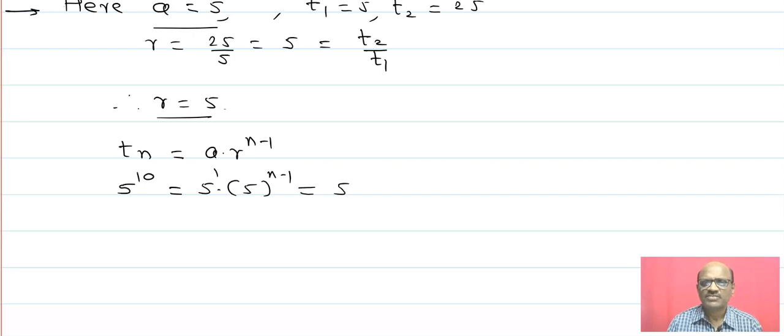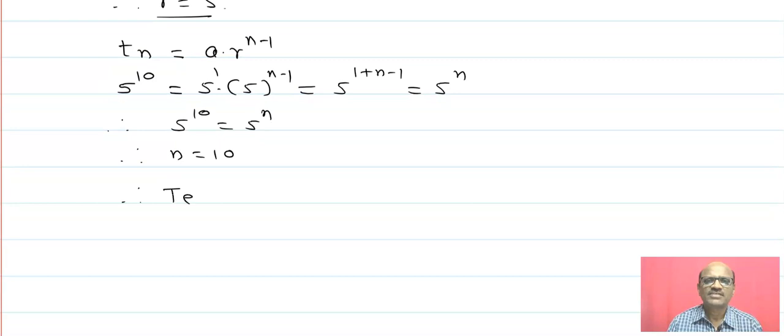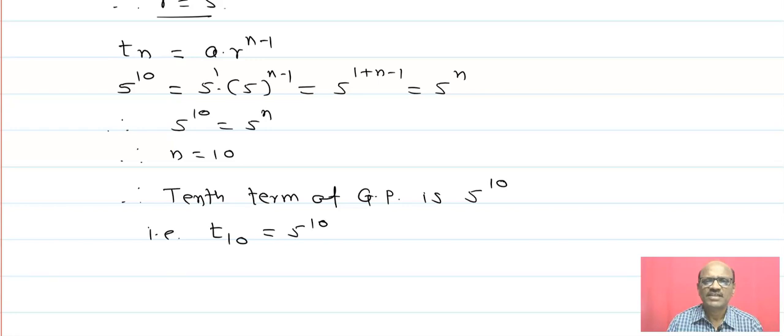Now here, by using the law of indices, 5 raised to 1 plus n minus 1, that is 5 raised to n plus 1 minus 1, the 1 and minus 1 get cancelled, and then you get 5 raised to 10 is equal to 5 raised to n. Therefore n is equal to 10. Therefore the 10th term of the GP is 5 raised to 10, that is T10 is equal to 5 raised to 10.